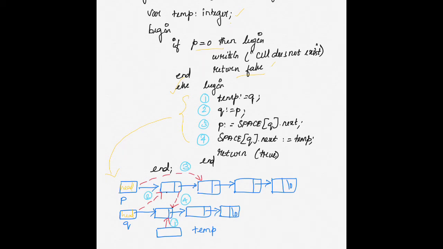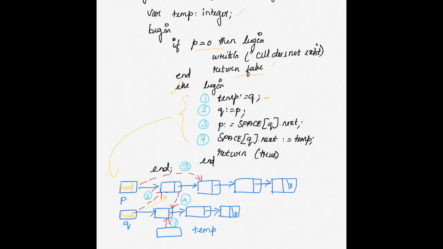Our objective is to move one memory cell from one list to another. First, this link will be enabled. We have temp, so Q is assigned to temp. Q contains the first element of the list, and that address will be assigned to temp. Then Q is equal to P, which means the list P will be assigned to Q. The P head contains the address of the first element, so that will be assigned over here. So this link will be enabled.